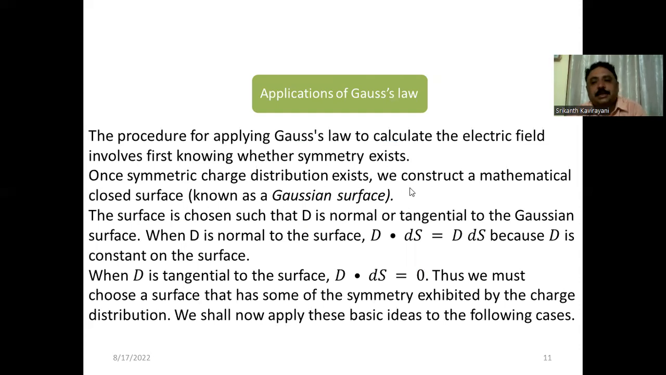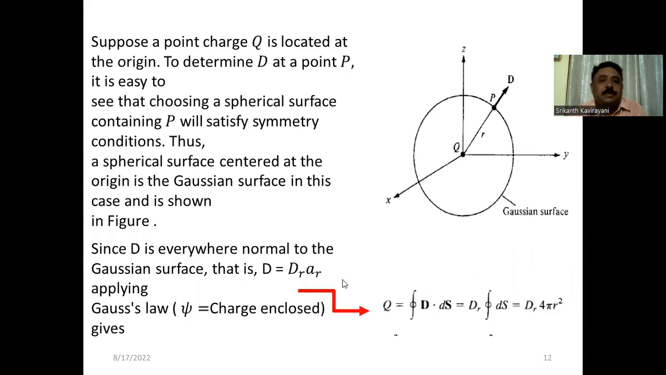Once a symmetric charge distribution exists, we construct a mathematical closed surface which we call the Gaussian surface. The surface is chosen such that D is normal or tangential to the Gaussian surface. When D is normal to the surface, D dot dS equals D dS, because D is constant on the surface, radially outward. When D is tangential to the surface, D dot dS would be 0. Thus we must choose a surface that has some of the symmetry exhibited by the charge distribution, and we'll try to apply it to some applications, like the point charge, for instance.